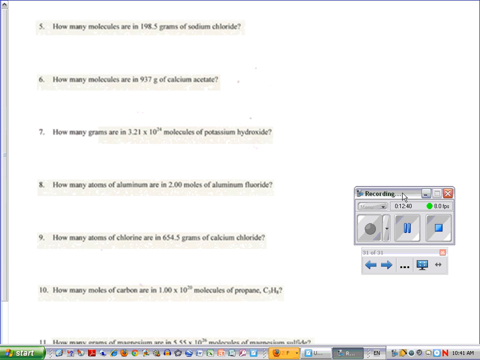All right, let's go ahead and do number 5. And the reason I want to do it is because I want to talk about a little bit of a terminology issue here. Number 5 says how many molecules are in 198.5 grams of sodium chloride. This bothers me just a little bit. The word molecule does. Can anyone tell me why that bothers me? Yes, Winborn. Okay. Well, molecule does imply a compound, but what kind of compound does the word molecule imply? A covalent compound, and that's what bothers me.